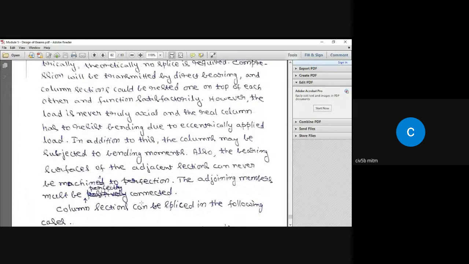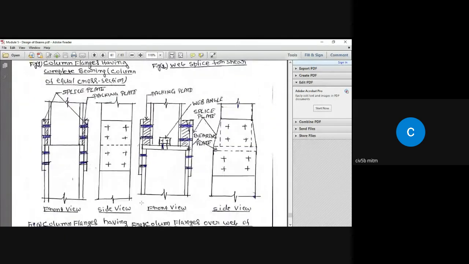This question appears in the examination as a theory part. As a theory part, you don't have to worry about the design, so read this. This completes column splicing, and now beams. In the beam module, they may ask you questions about what is lateral torsional buckling.